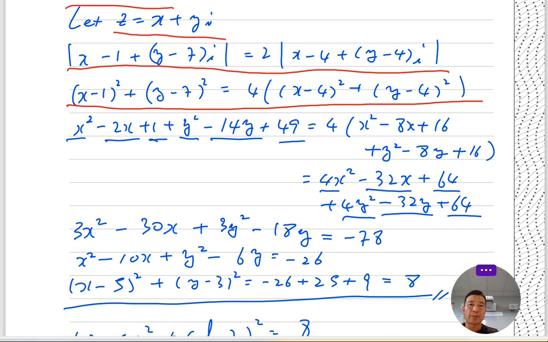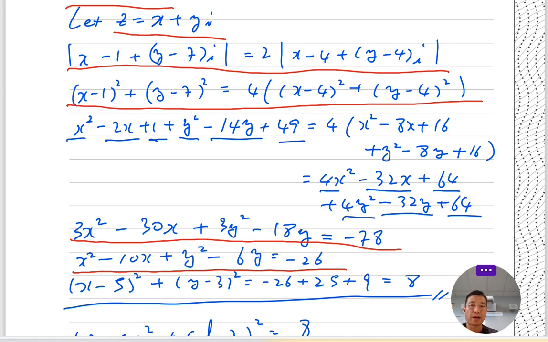And then this is a bit tedious, but you have to do it. You have to expand and simplify. So when you expand there, put the terms with x and terms with y together, and the right hand side is just a number. Don't worry if the right hand side becomes negative. We will sort that out. First of all, divide by 3, and then you have to use completing the square to balance it.